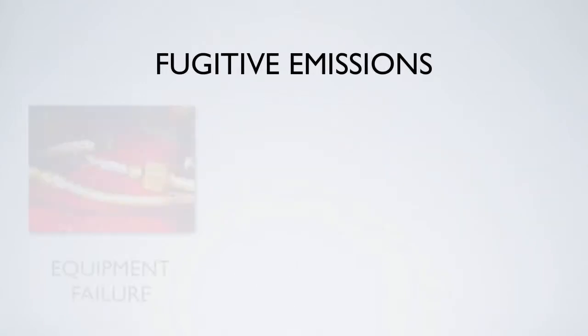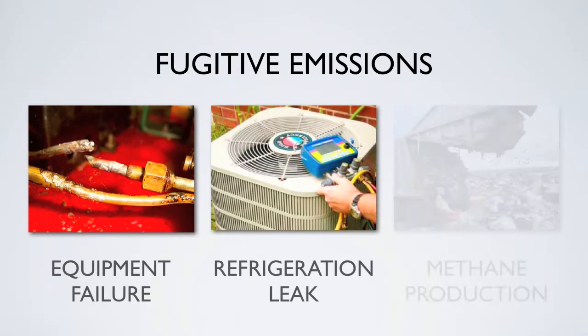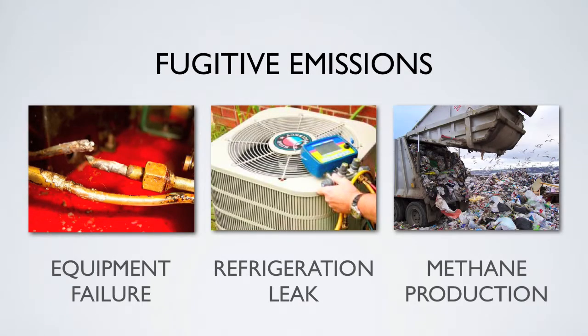Fugitive emissions are emissions that result from intentional and unintentional releases such as equipment leaks from joints, seals, and gaskets, HFC emissions from refrigeration and air conditioning equipment, and methane emissions from coal mines, landfills, wastewater treatment, and natural gas production.